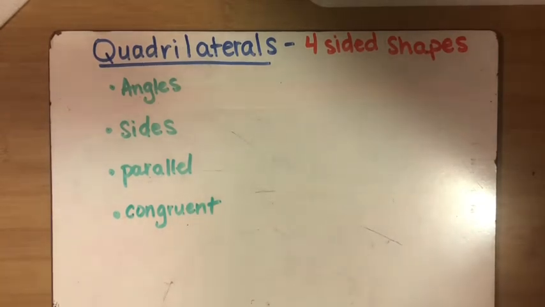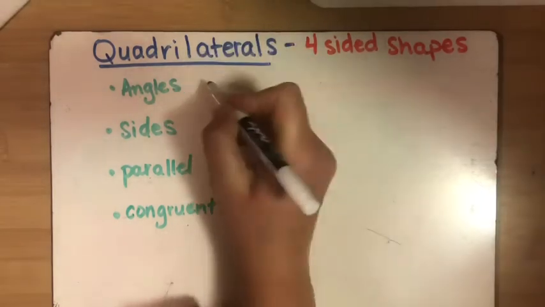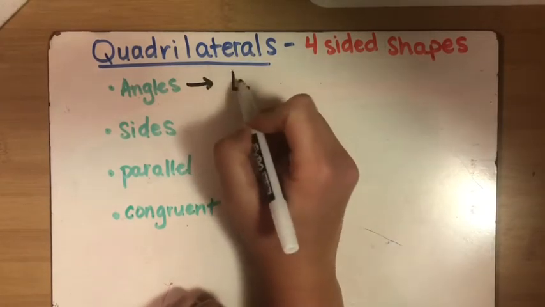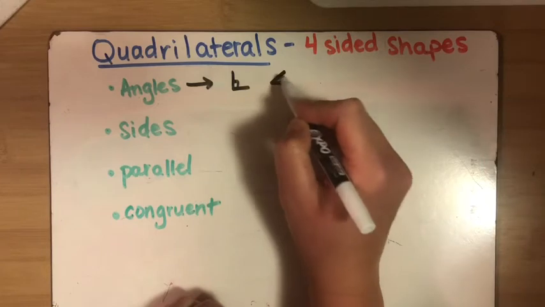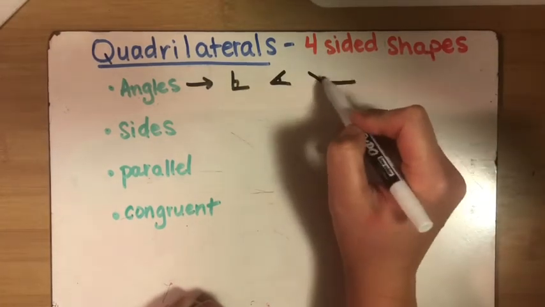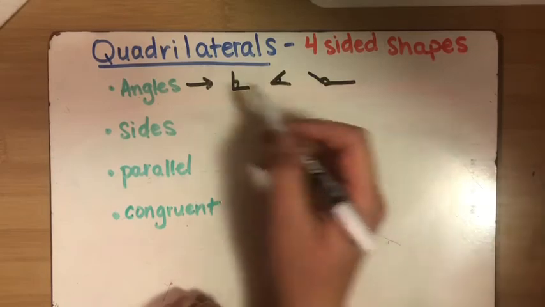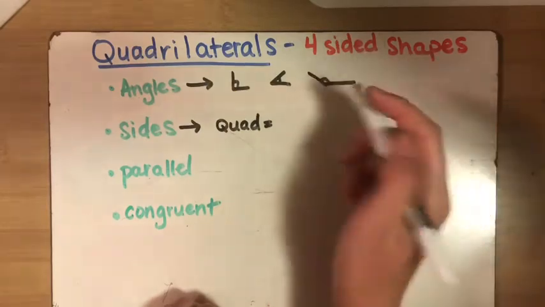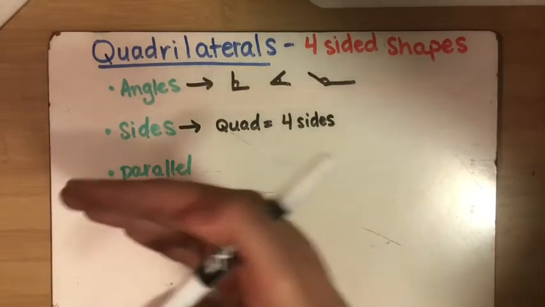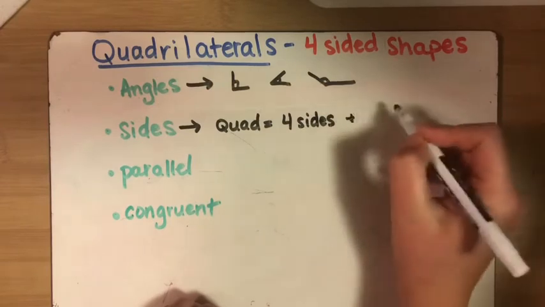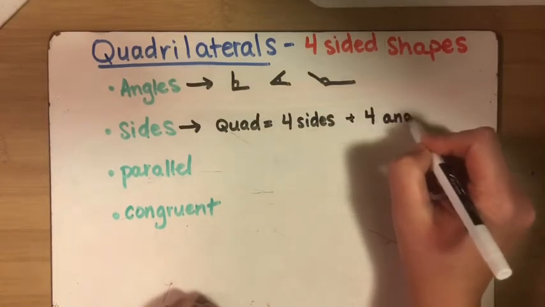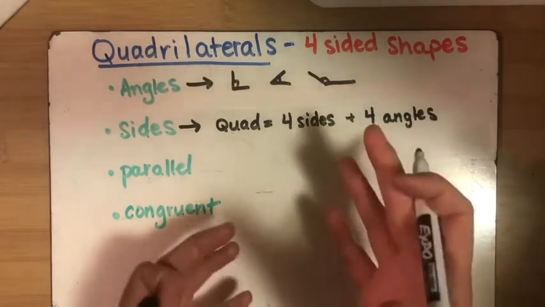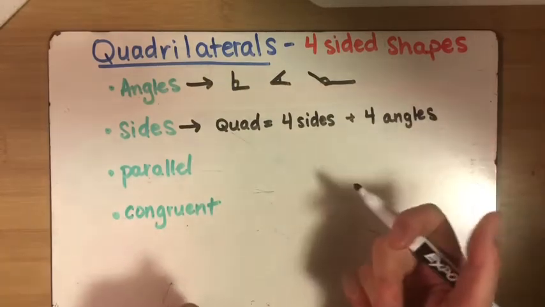So first, we have angles. We learned about angles last week. You can have a right angle, you can have an acute angle, or you can have an obtuse angle. So you should be familiar with those by now. Sides, for quadrilaterals, we're only worrying about 4-sided shapes right now. And if a shape has 4 sides, it's going to have 4 angles. That's just how it works. There's just no way around it.